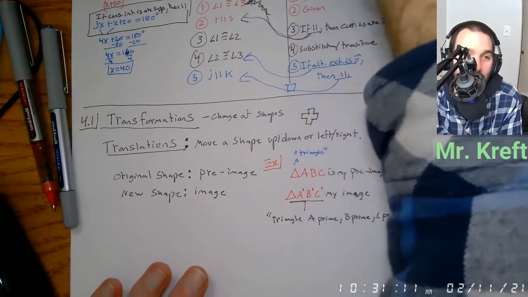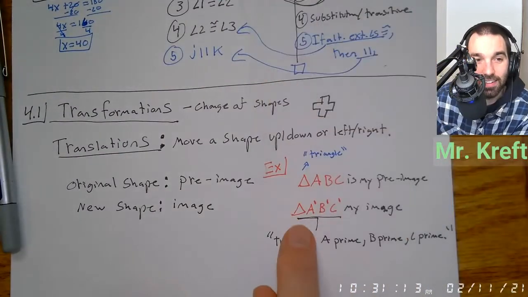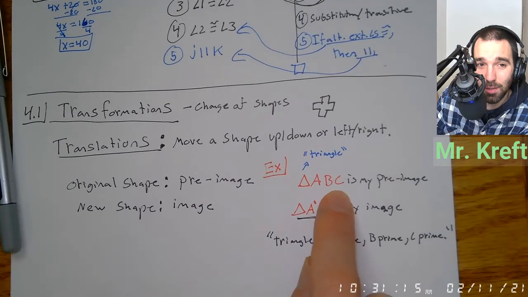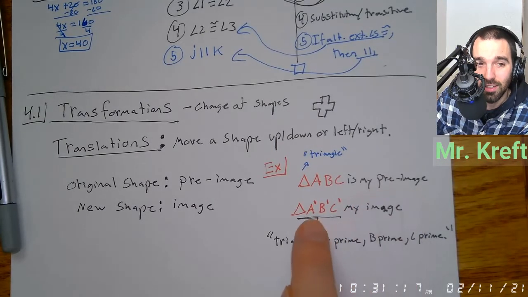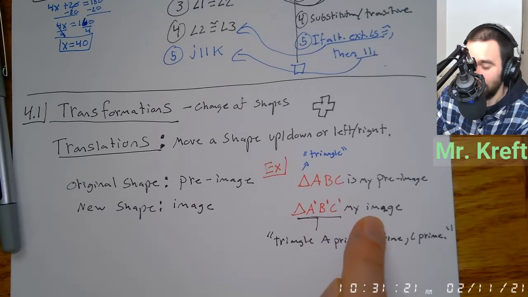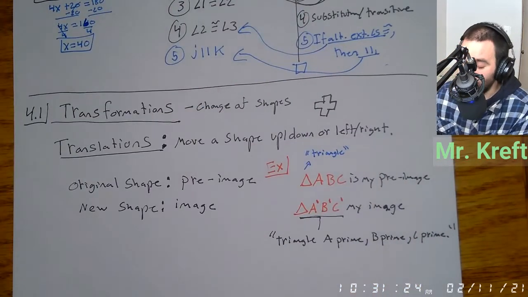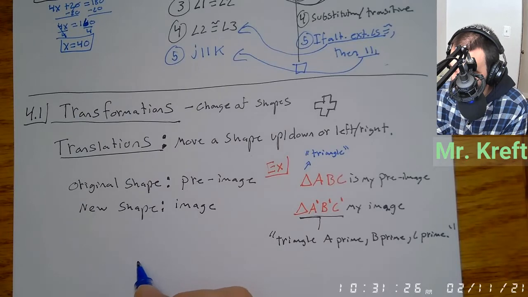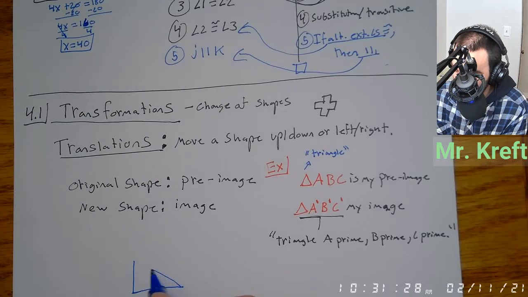Okay, so, a little too much there. All right, so again, that first triangle, that blue triangle, was my pre-image. The new one, A prime, B prime, C prime, was my image. Okay, so I'm just going to jot this down. I'm just going to make it up really quickly, okay?